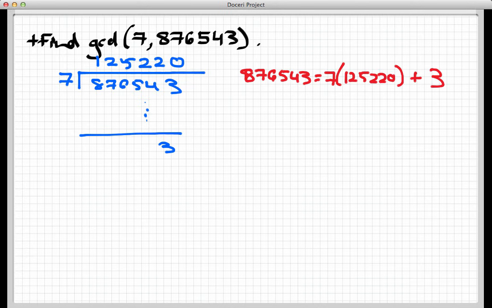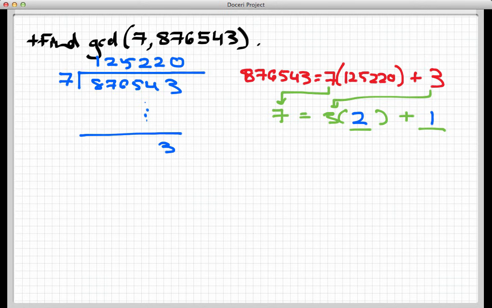Okay, so now I want to shift. I want to see if I take 7 and divide it by 3, what do I get for a quotient and what do I get for a remainder? Now notice the numbers just got dramatically smaller, and so I can answer this question here. I can fill in these two blanks here without doing any long division at all. I can just directly see that 3 will go in twice with a remainder of 1.